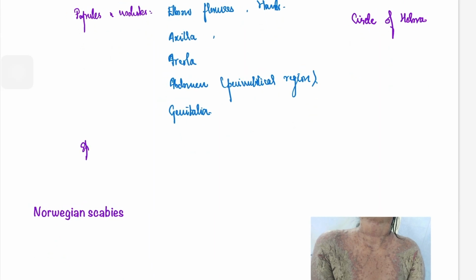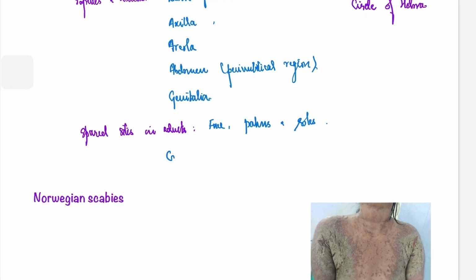And what are the sites spared in adults? Spared sites in adults would be the face, palms, and soles. You would see the finger spaces involved, but the palms and soles would be spared. And these sites could be involved in infants.